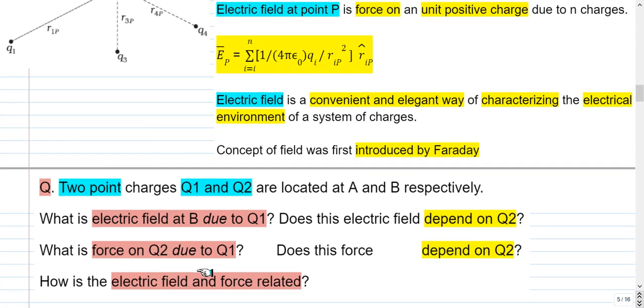Let's consider this question. 2 point charges Q1 and Q2 are located at A and B respectively. What is the electric field at point B due to the charge Q1 at point A? Does this electric field depend on Q2? What is the force on Q2 due to Q1? Does this force depend on Q2? How are the electric field and force related? You can pause and attempt this question.